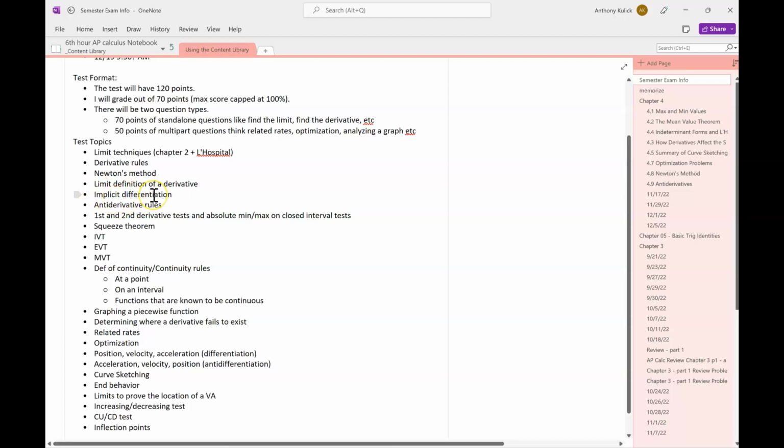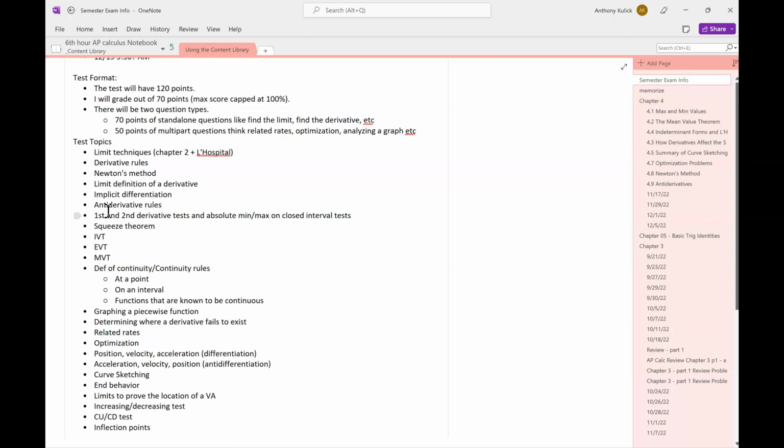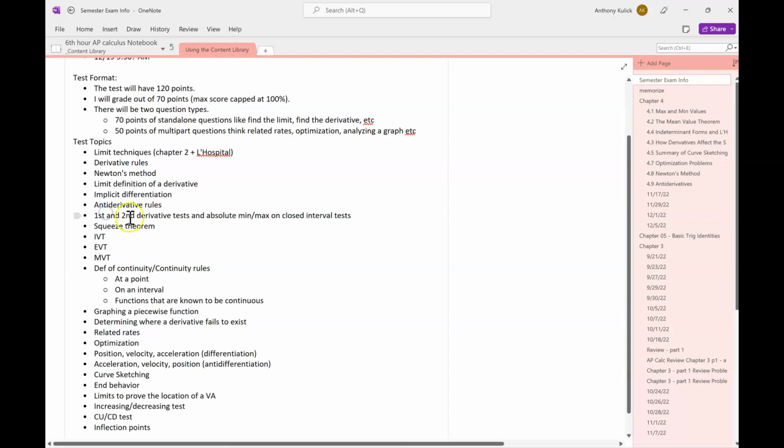Should be able to do implicit differentiation. Should know your antiderivative rules. Those will come up in 4.9. The good thing about these is, if you know the derivative rule, the antiderivative is just going backwards, so you kind of know the antiderivative rule also. You should be able to do the first and second derivative tests as well as the absolute min and max test. This is for closed intervals, the absolute min and max test, and the first and second derivative tests are really on open intervals.